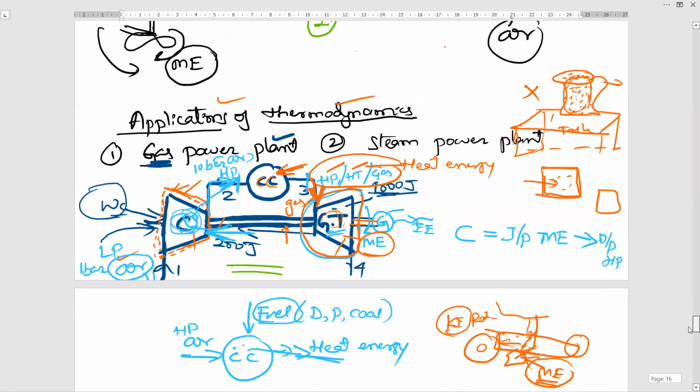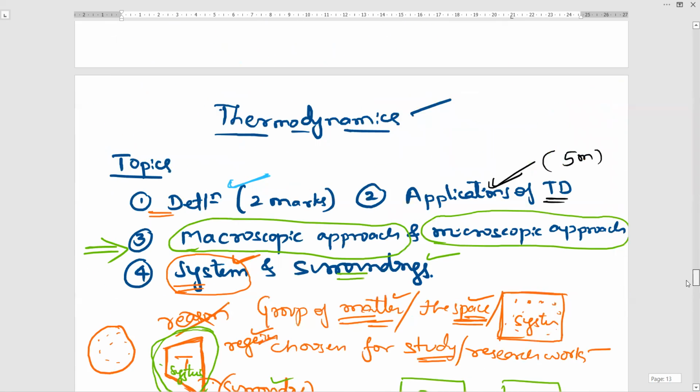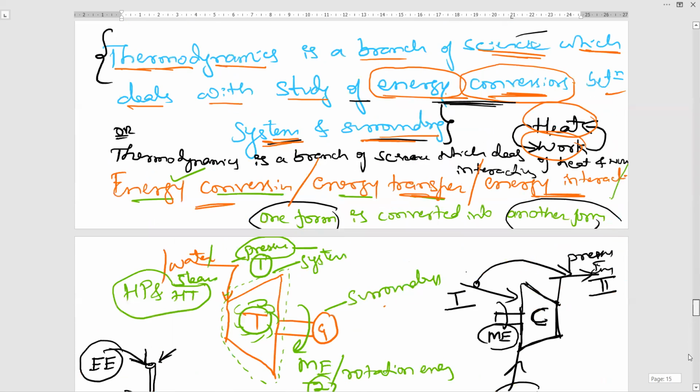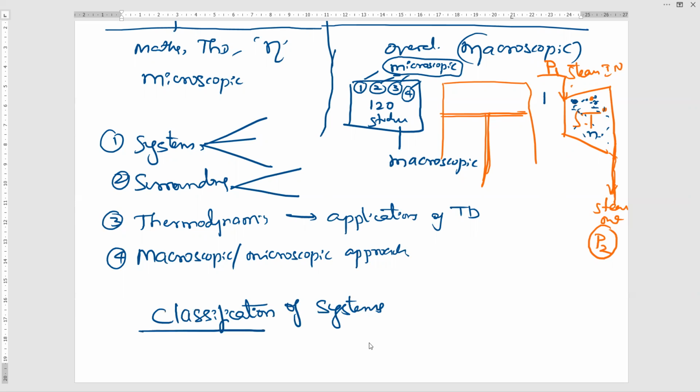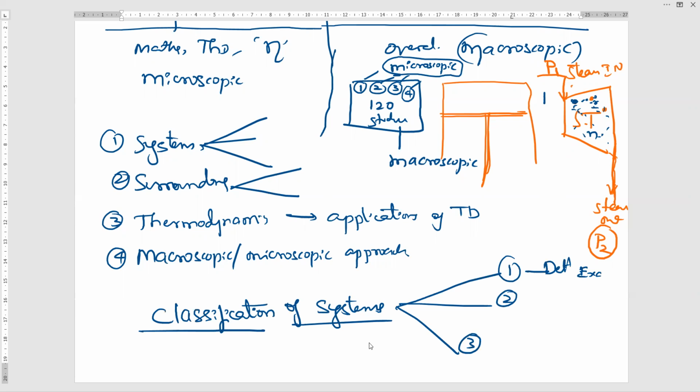So this is system, surroundings, and the gas power plant. If you have any doubts, we can discuss, otherwise we'll end the meeting. In tomorrow's class, the topic is classification of systems. There are 3 types of systems that we will discuss tomorrow with some examples. It is a very important and very interesting topic, definition with examples.